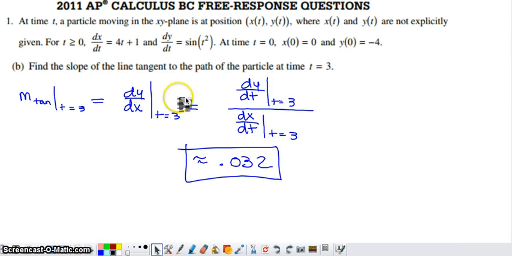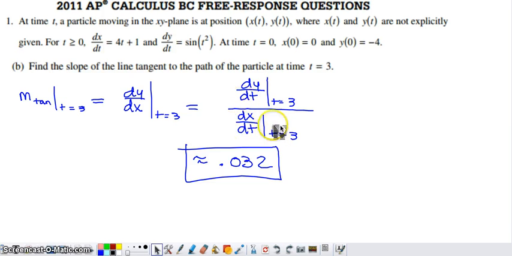In part B, we want to know the slope of the line tangent to the path of the particle at time t equals 3. So that would be the slope of the tangent line, and that would still, since we're moving in the xy plane, be the rate of change of y with respect to x, evaluated at the t value of 3. And the way you're going to find that when your curve is defined parametrically is you're going to do dy/dt evaluated at t equals 3 over dx/dt evaluated at t equals 3.